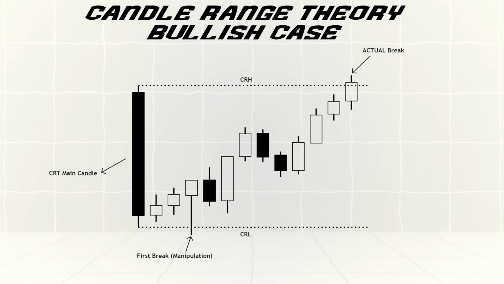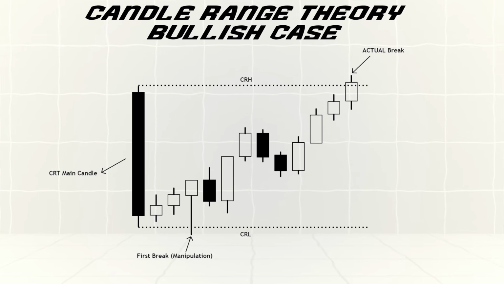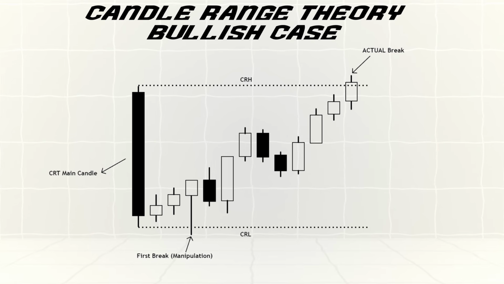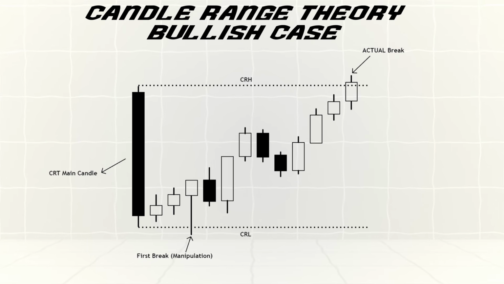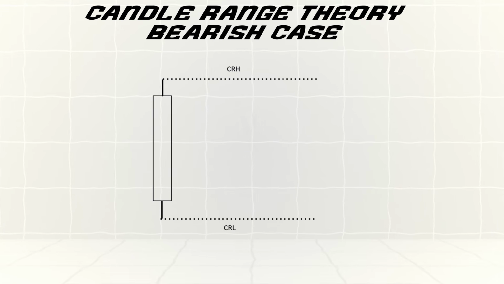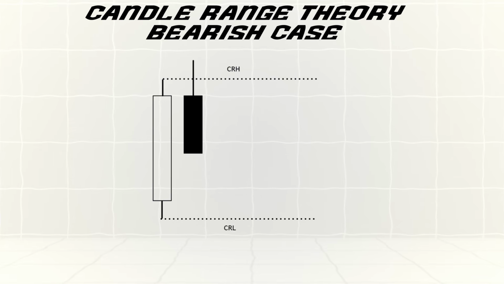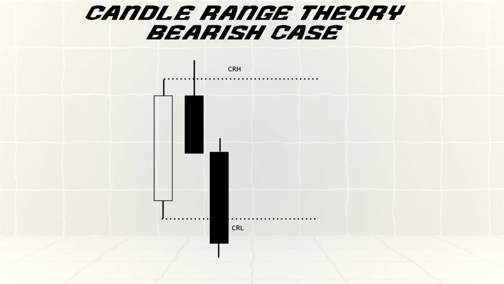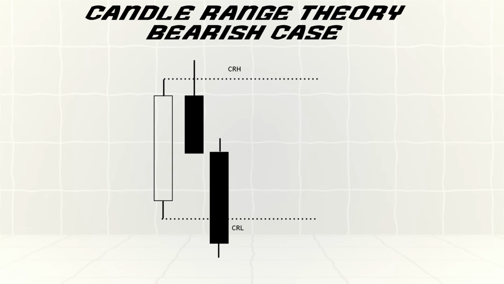In addition, after the manipulation takes place, the distribution or accumulation phase does not need to immediately move strongly in the opposite direction. In most situations, price will gradually transition toward that direction over several candles. The same logic applies when the break happens in the opposite direction. If we identify a CRT model candle and price initially breaks the candle range high through manipulation, then our focus shifts towards sell-side opportunities targeting the candle range low.